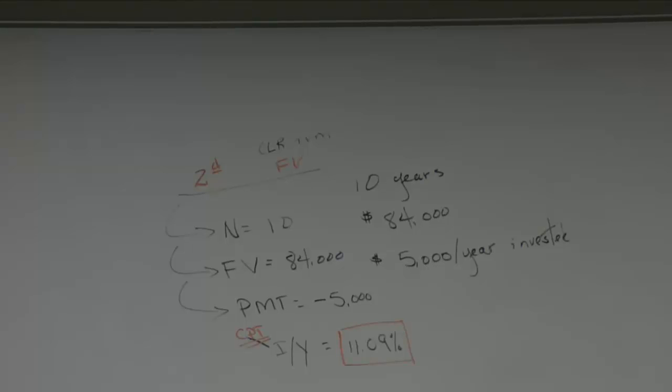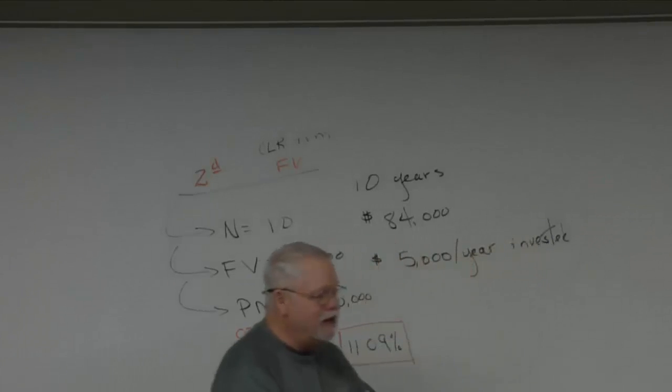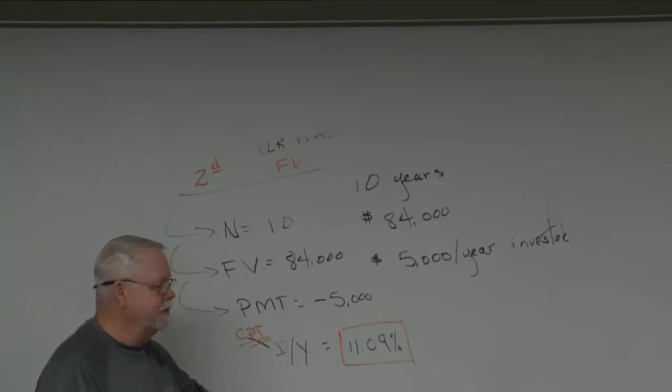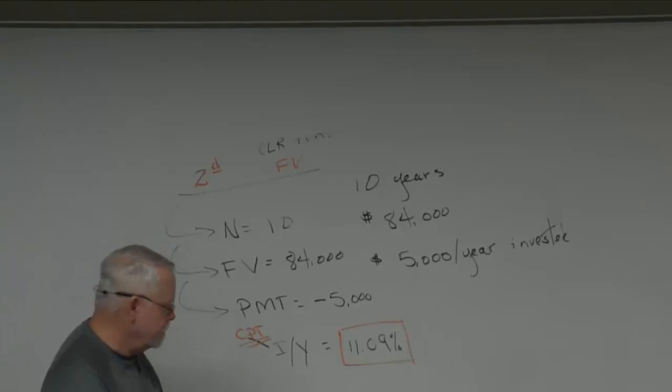Okay. So I do 10, then we do 84,000 as FV. Then 5,000 as payment, and then compute. Well, of course it worked when you were here. It's amazing. I've been in classes like this and had somebody do it 6 times, and you don't even know what you did wrong. That's the trouble. All right, how are we doing so far? Good.